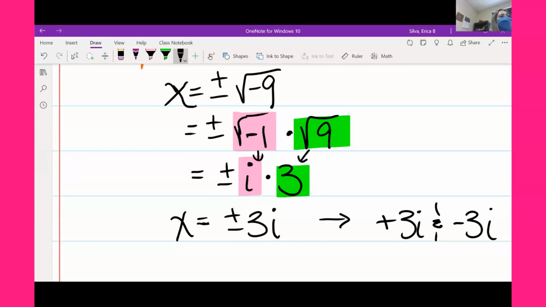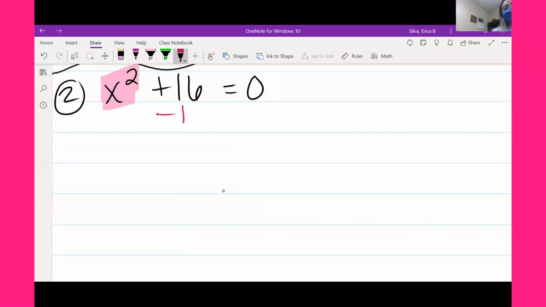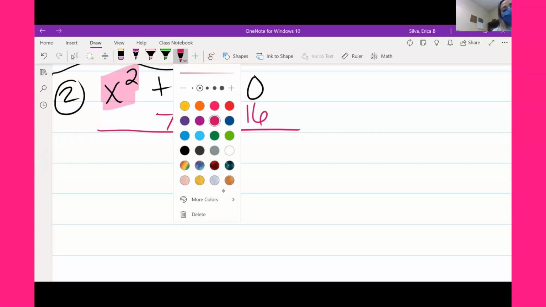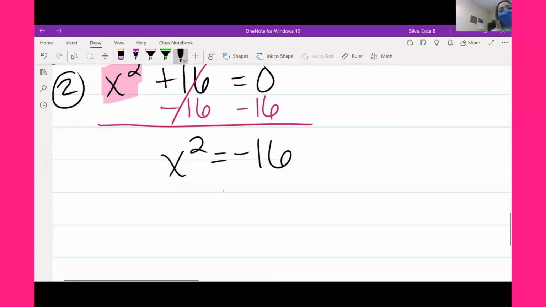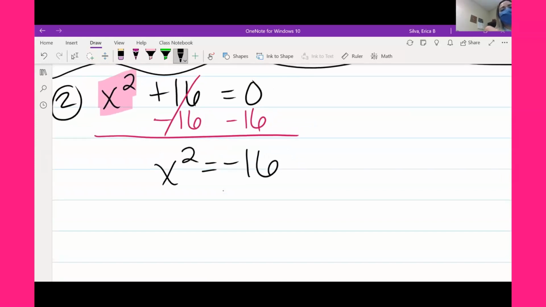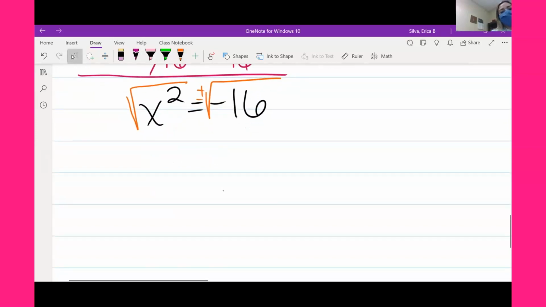Any questions? All right, so now go into your Pear Deck so you can try that problem. 16 from both sides. We get x squared equals -16. Now that the x squared is isolated, what do we have to do? Square root. So we're going to do the square root of this side and then plus or minus the square root of the other side. And we get x is equal to plus or minus the square root of -16.